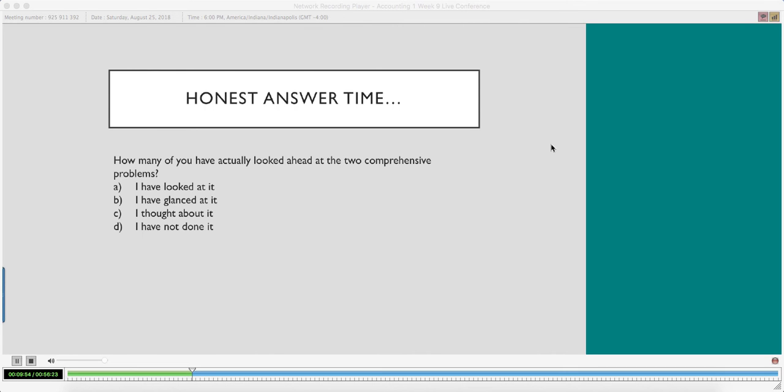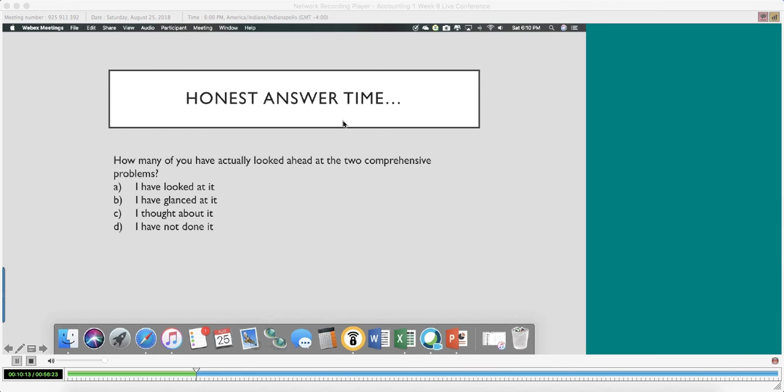Okay. We have one I've looked at it, one I've glanced at it, and one I have not done it. The A and B answers are a little surprising, normally because I always get the I have not done it or I've thought about it. So thank you for that. It just gives me an idea of the poll.